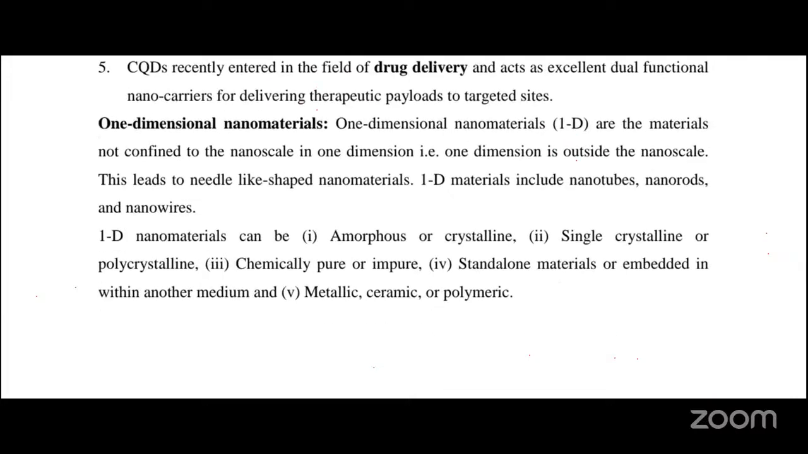So now coming to the part of one dimensional. One dimensional means the other two dimensions are in the nano range, and one dimension is other than nano range. Just go through the definition. One-dimensional materials are those not confined to the nanoscale in one dimension. That means one dimension is outside the nanoscale.